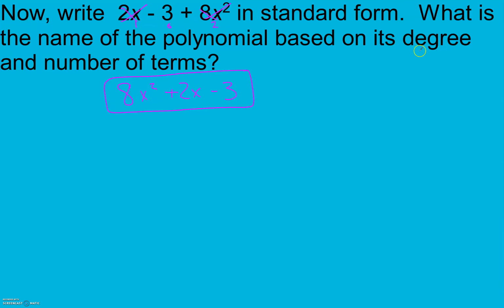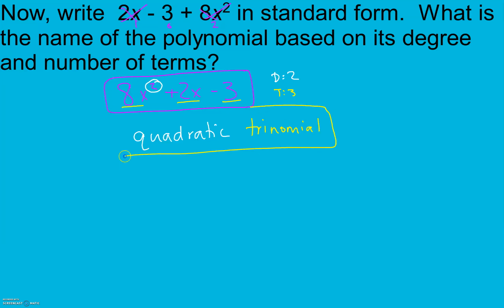Now to label it based off its degree, we look at just our leading term here. Our degree is 2 there. And degree 2 means quadratic. Our number of terms is 3. There's 3 different things added together. And 3 terms means it's going to be a trinomial. So 8x squared plus 2x minus 3 is a quadratic trinomial.